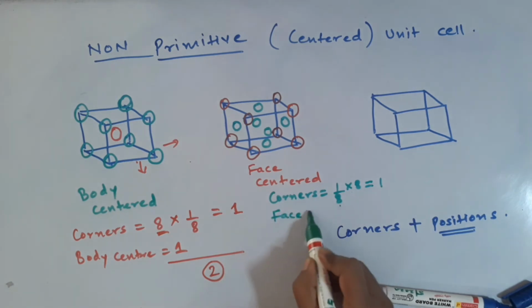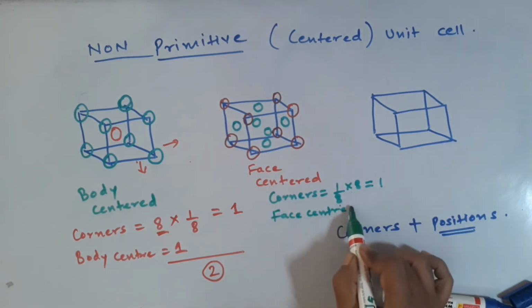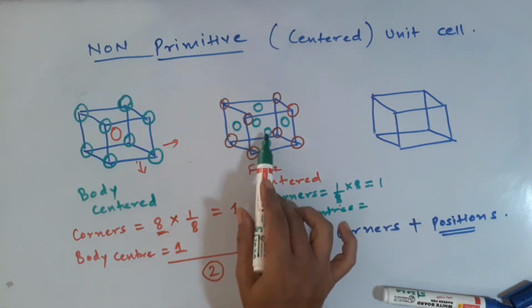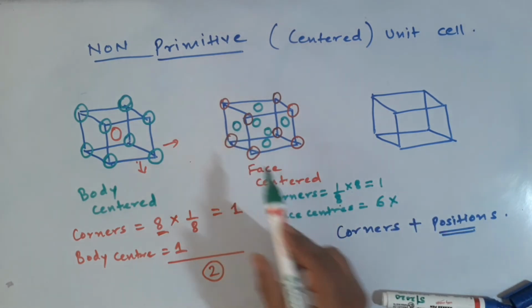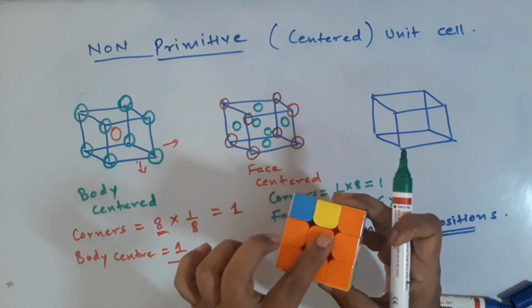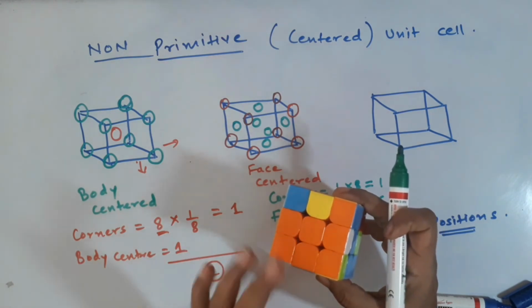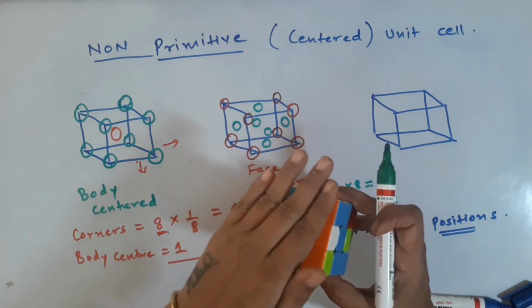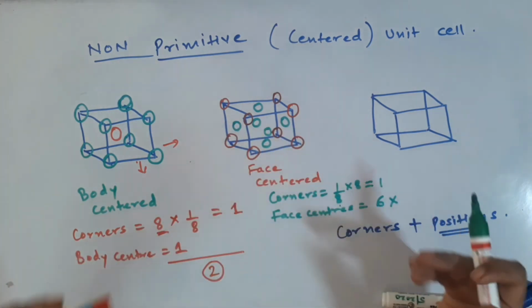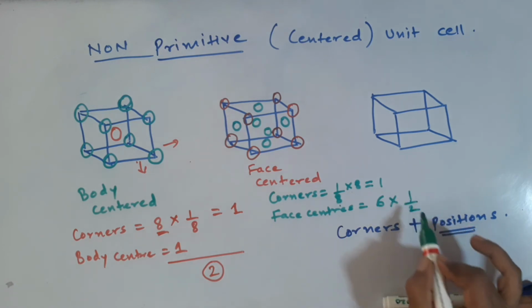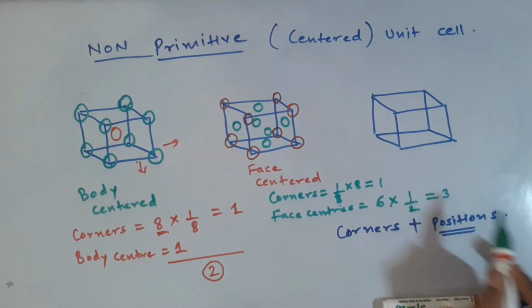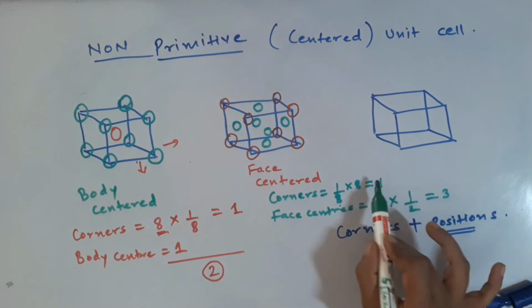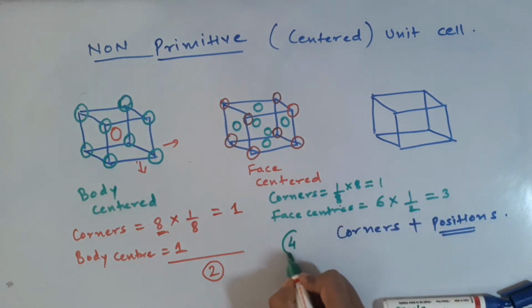Similarly, at the face, how much is the contribution? We will be having 6 faces, and the contribution at each face is going to be half. If you look, this constituent will be shared by another cube on the top, so it will be half shared by one and half by the other. So we'll write 1/2 as the contribution at the face center, which comes out to be 3. So the total number of atoms in a face centered cell will be 1 plus 3, that's 4. 4 is the number of atoms in a face centered cube.